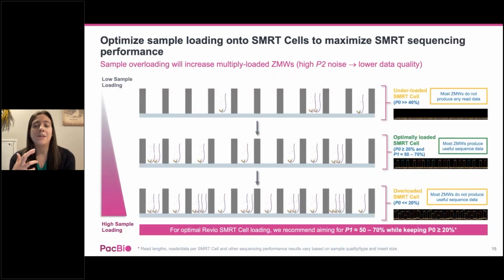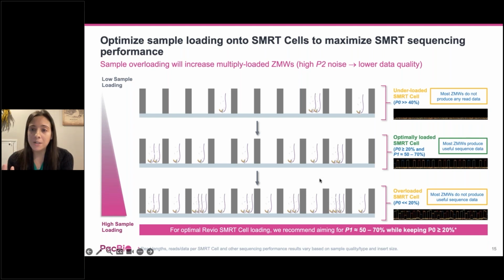And so this brings us to a really important concept of optimizing sample loading onto the SMRT Cells in order to maximize the amount of SMRT sequencing or HiFi data you're able to get. So when a sample is overloaded on a SMRT Cell, this will increase the chances of a multiply loaded ZMW. And in that scenario, you get very high background noise and overall lower data quality and shorter polymerase read lengths. And so some definitions of P0, P1, and P2 that will help you determine whether your run was underloaded or overloaded are as follows.